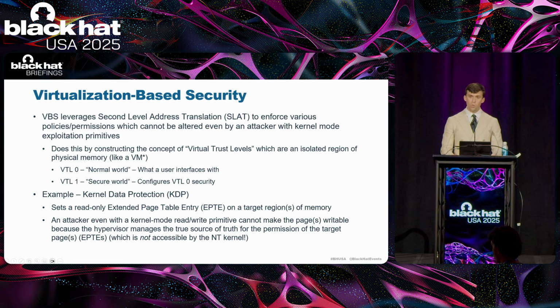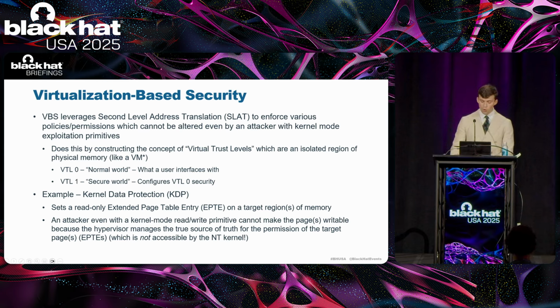Using this, we can actually break out the operating system into 2 what are called virtual trust levels, or VTLs, which are effectively VMs in the sense that these are isolated regions of physical memory. So we have VTL 0. This is our normal world. This is the typical NT kernel, page tables, the Windows that we all know and love. And now we have secure world, or VTL 1. It's called secure world not because it's inherently secure, but because it is allowed to impose its will on the security policies of VTL 0.